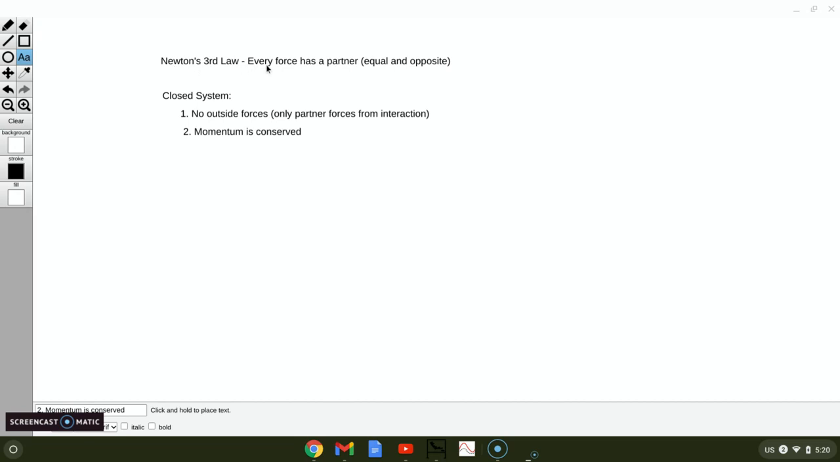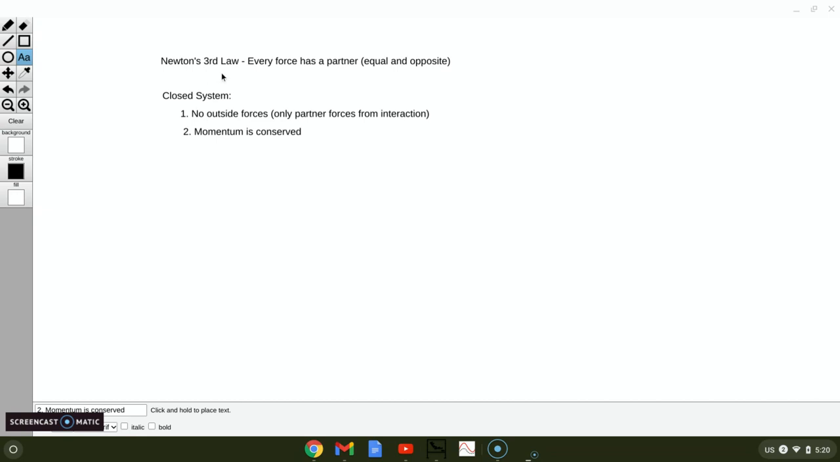Every force has a partner, and if you remember, they're equal and opposite, and those forces act on different objects. So Newton's third law isn't going away. It's still a very large part of what we're going to do here. So we have to make sure we remember what Newton's third law is.